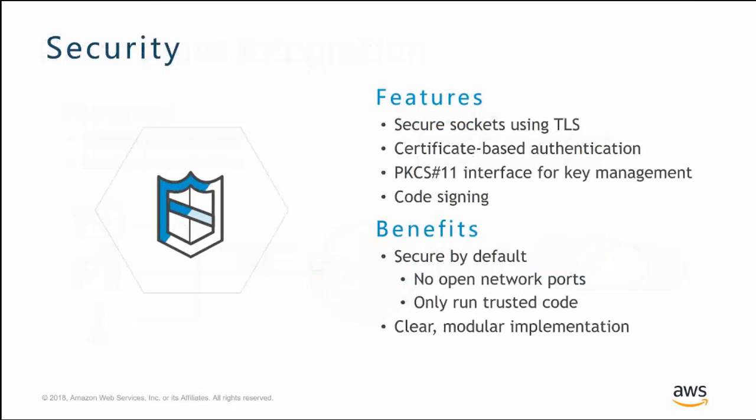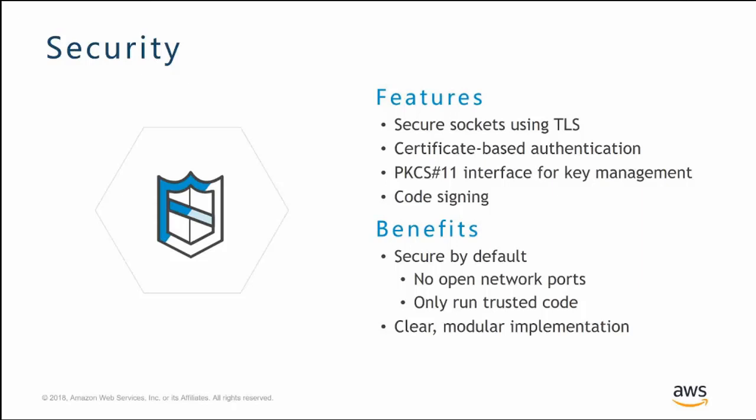Now, again, we built this all on a foundation of security. AWS IoT Core has certain security requirements in terms of interacting with the cloud. So we built secure sockets using TLS. We also have certificate-based authentication that allows you to authenticate either with the cloud or with a Greengrass core. And we've also built a standards-based interface for key management, specifically PKCS 11.